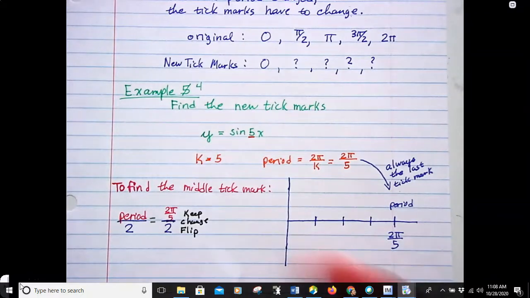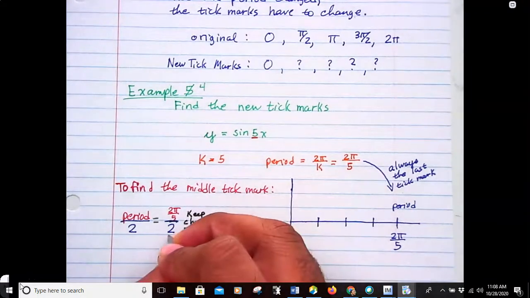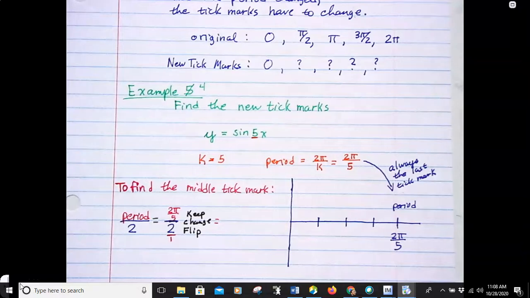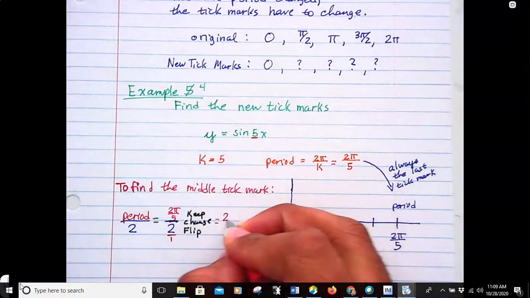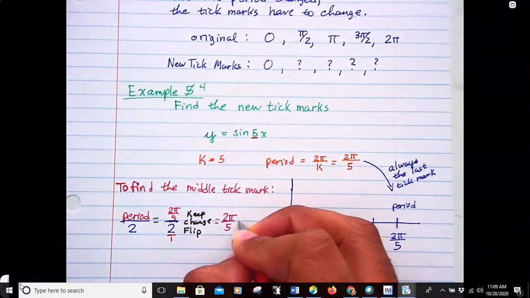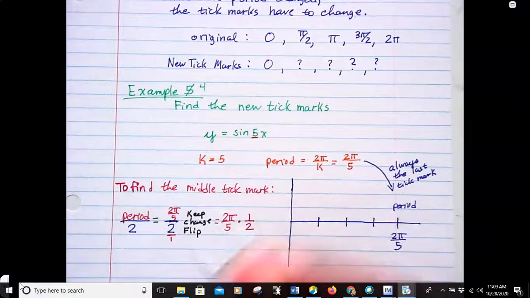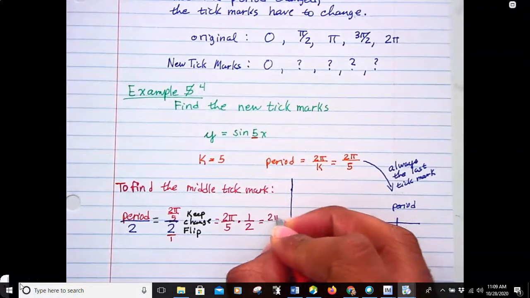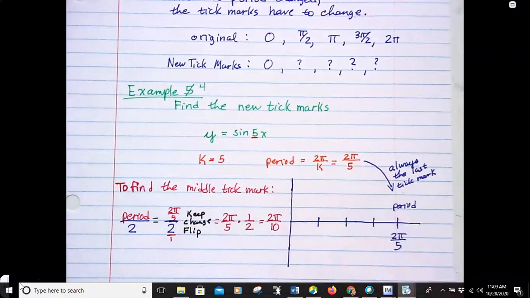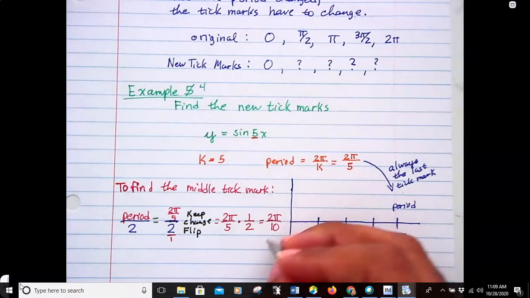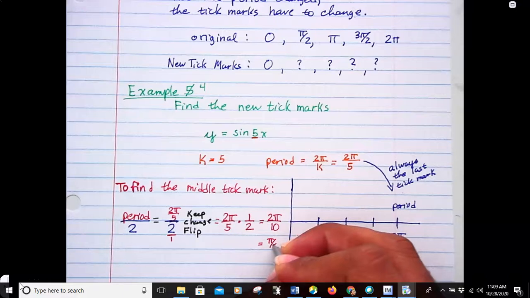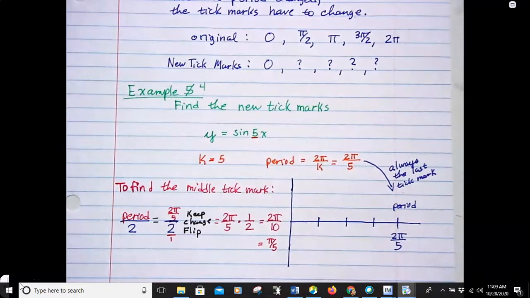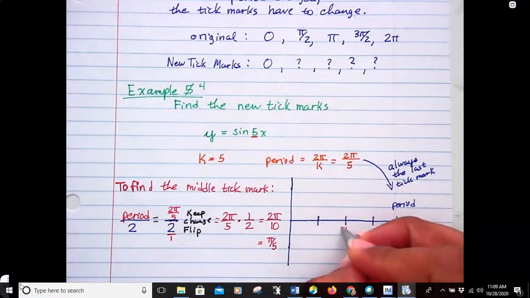And so here we're going to do the same thing as saying 2 over 1. So we're going to say 2 pi over 5 times 1/2. And that's going to give us 2 pi over 10. Or if you reduce that down, because you can divide both of those by 2, you get pi over 5. All right, so our middle one here is pi over 5.